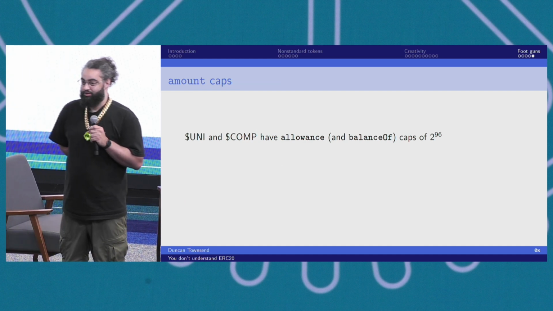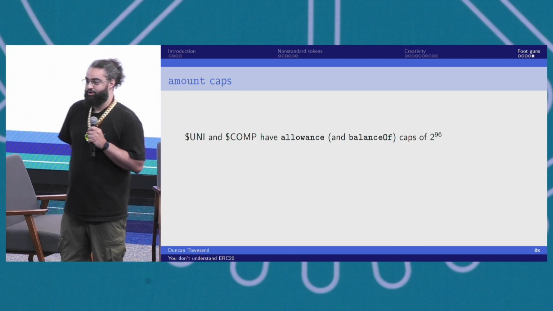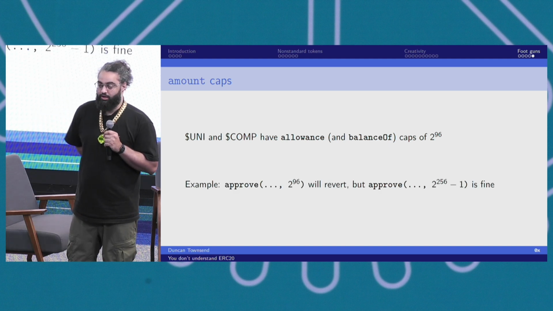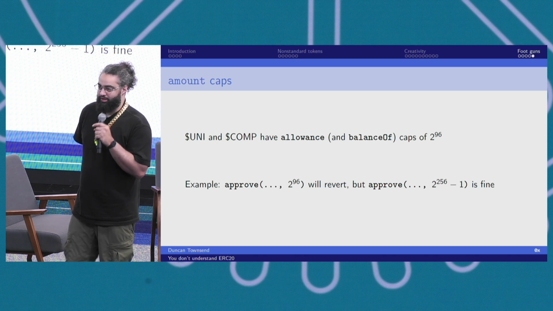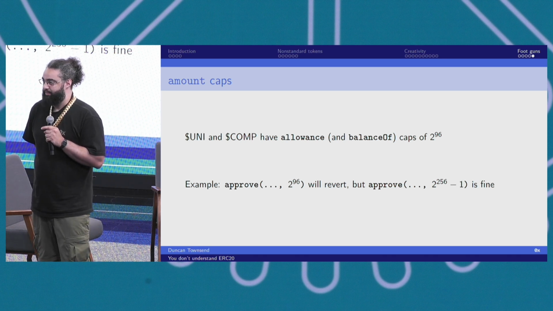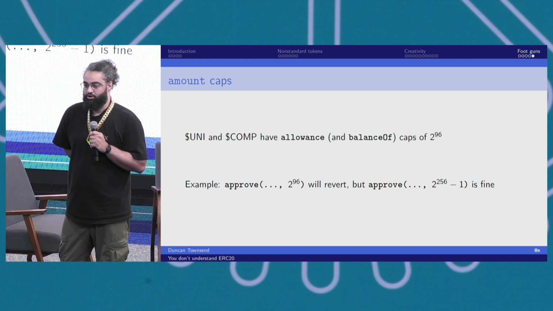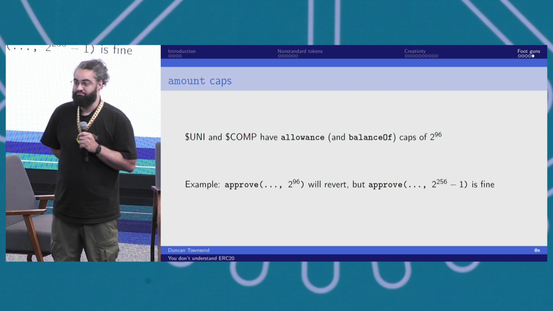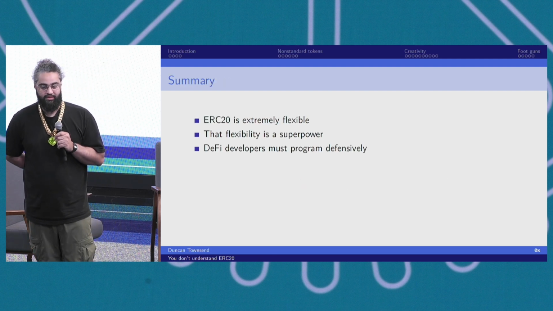Amount caps. Some tokens don't like big numbers. So if you try to set an allowance that's too high, it might revert. Or if you end up with a balance, well, you can't really end up with a balance that's too high, but you need to be aware that some tokens do have caps on the allowances that you can set. So if you're setting an allowance that's just below the maximum value for some reason, it doesn't work. You're going to get reverts.